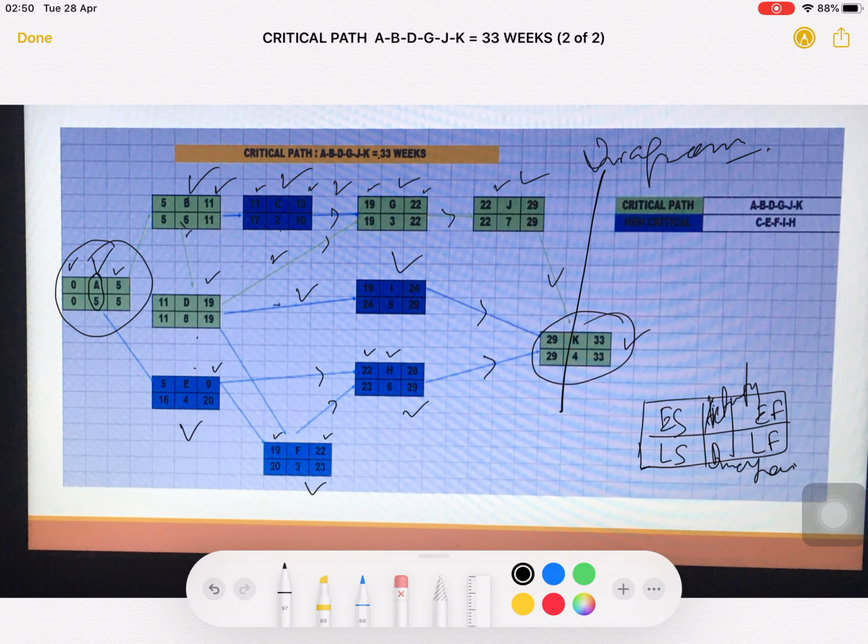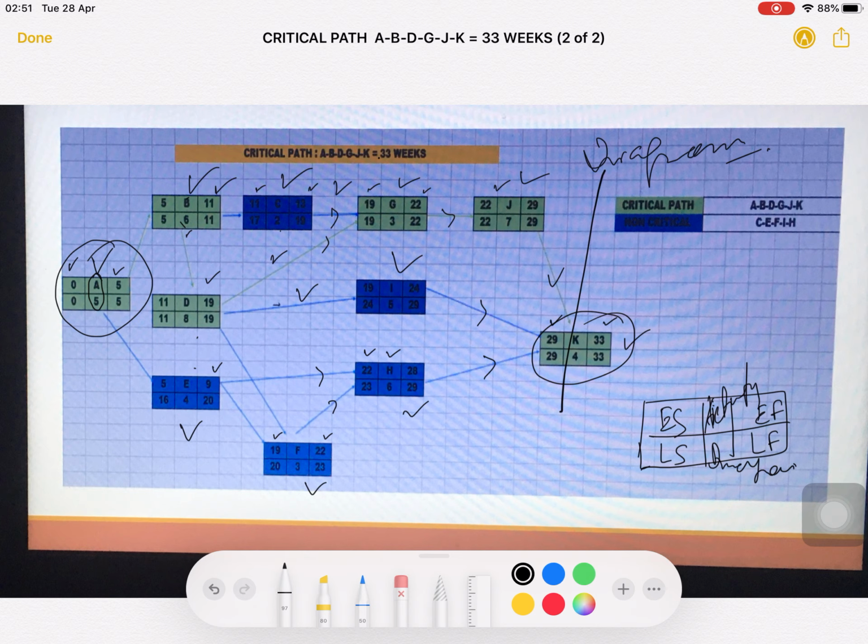And for K, there are three activities reaching K: I, H and J. So, if you see, H is reaching 28, I is reaching 24 and J is reaching 29. So, we will take the maximum one, 29 plus 4 is 33. Okay. So, this is how you draw the chart.